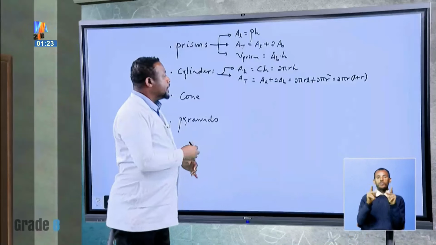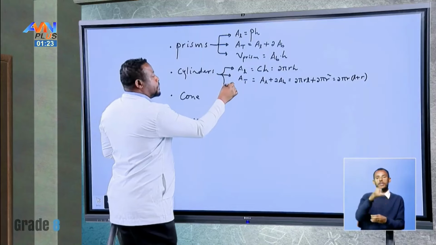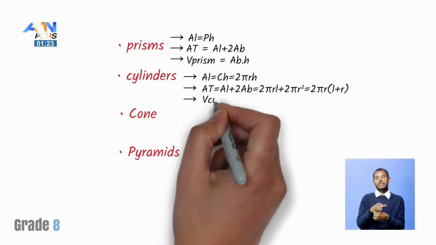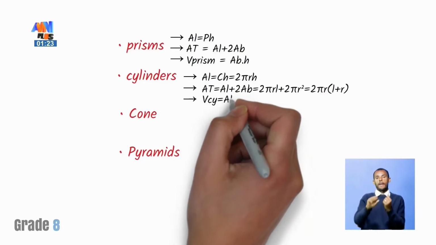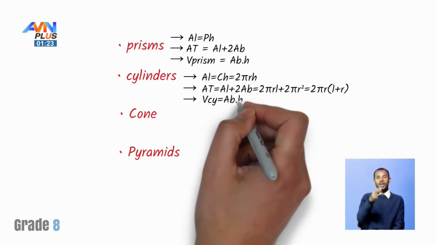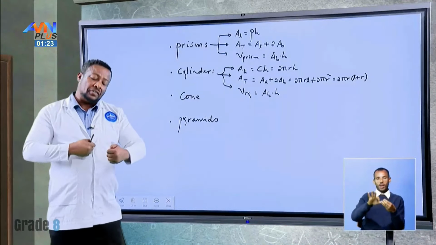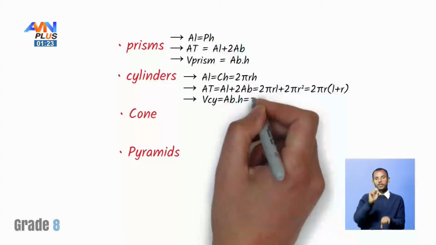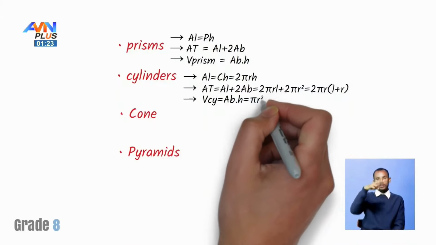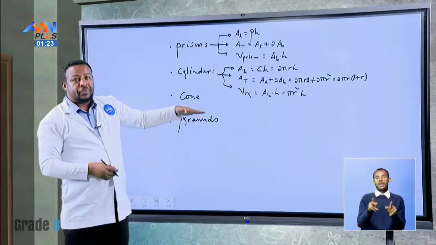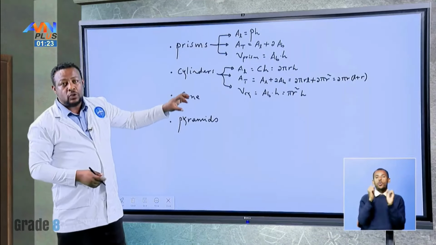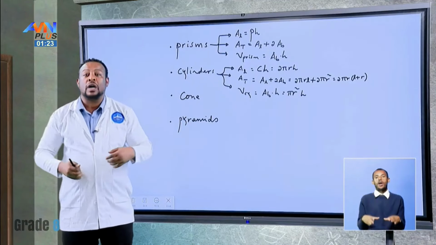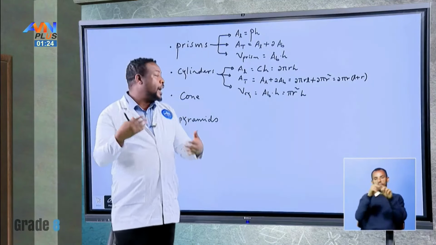And the volume of a cylinder is given by base area times h. Since the base is circular, in place of AB, you can substitute pi r squared. So it becomes pi r squared times h. Similarly, you can use formulas for a cone and a pyramid to calculate the different measurements.